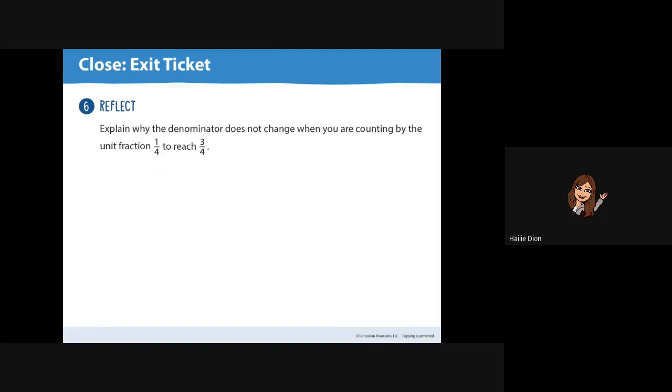So we are already at our exit ticket. Explain why the denominator does not change when you are counting from 1/4 to 3/4. So think about that for a second. Why does our denominator not change, but our numerator changes? Now remember, the numerator is the number shaded, and the bottom, the denominator, is our parts of a whole, our total parts to make one whole. So keep that in mind. I'm just going to hit enter so we can walk through this together.